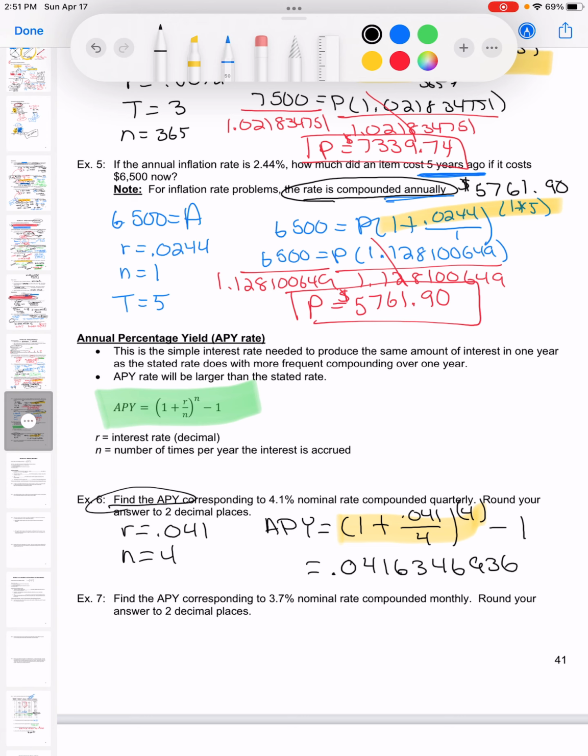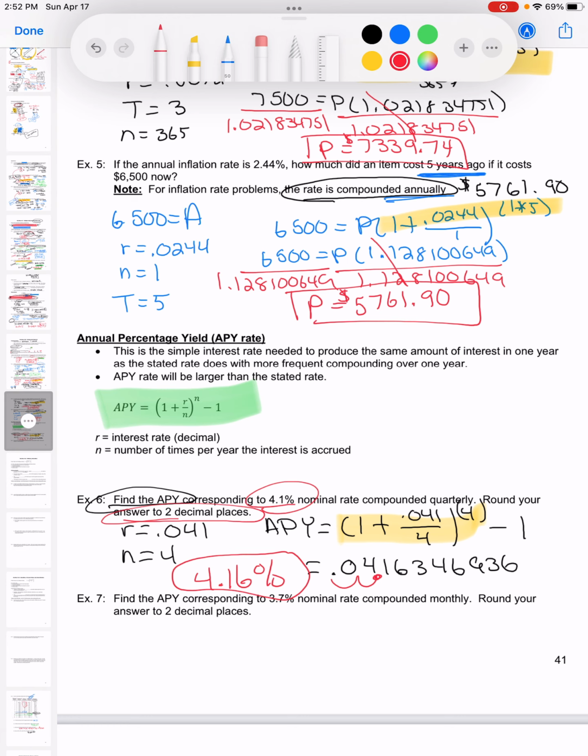Now it asked us to round to 2 decimal places. Do not round first. Instead, move your decimal for the percent first. Move the decimal, then round. So I get 4.16. I started with 4.1, or you can think about it being 4.10. And now I have 4.16, so it is slightly more.